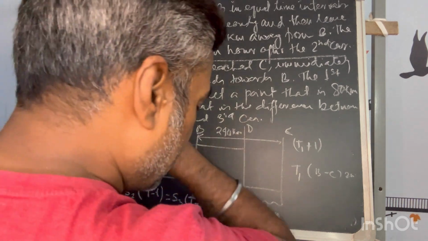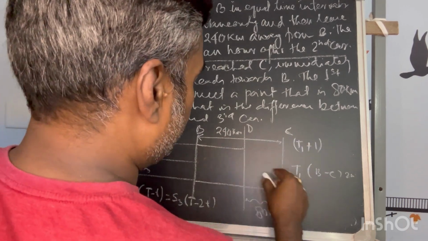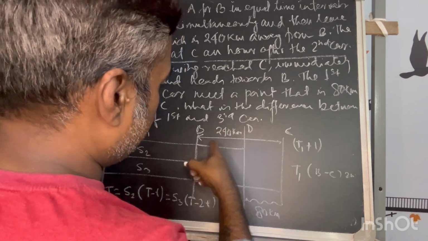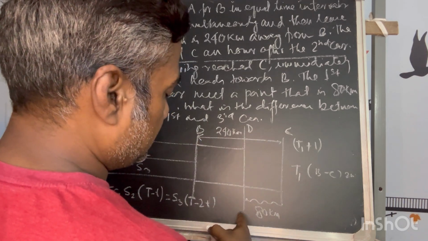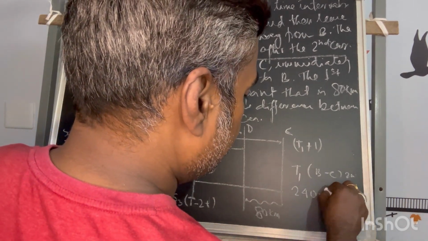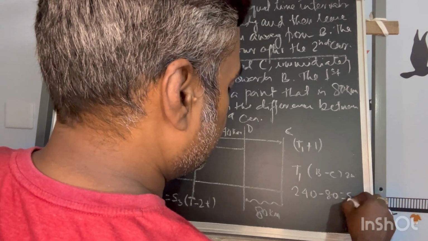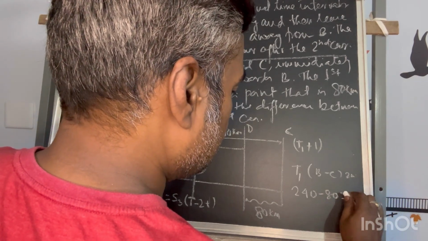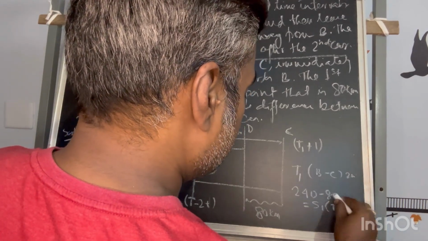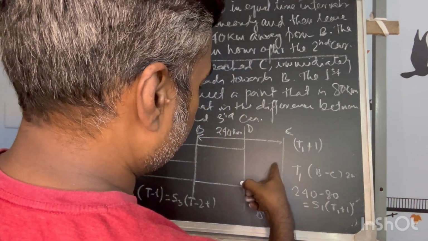And here, since the total is 240, when the first car meets the third car, the distance the first car will have moved is 240 minus 80, with speed S1 and time T1. Let me write it somewhere: S1 into T1 plus 1, and the second car will move 240.